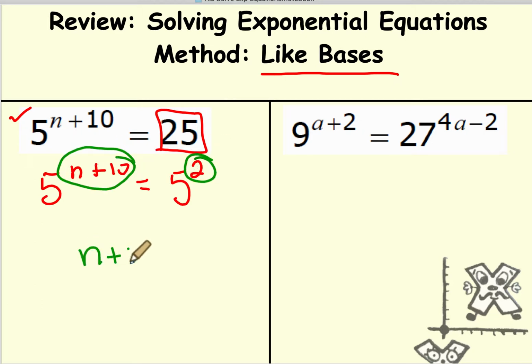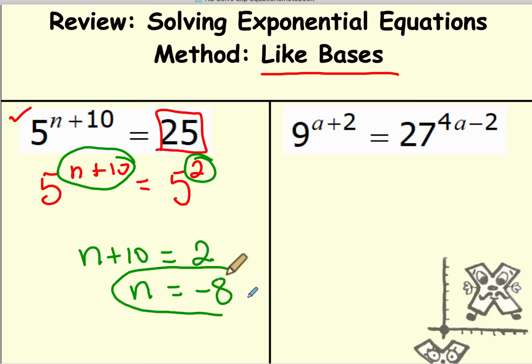So we end up with a simple equation: n plus 10 equals 2. Subtracting 10 from both sides, we get negative 8. Now it's okay to have a negative number in the exponent because that just means to reciprocate it. But we always want to double check to make sure it makes both sides the same. So negative 8 plus 10 gives us 5 to the power of 2, which is 25. So it's a valid solution.